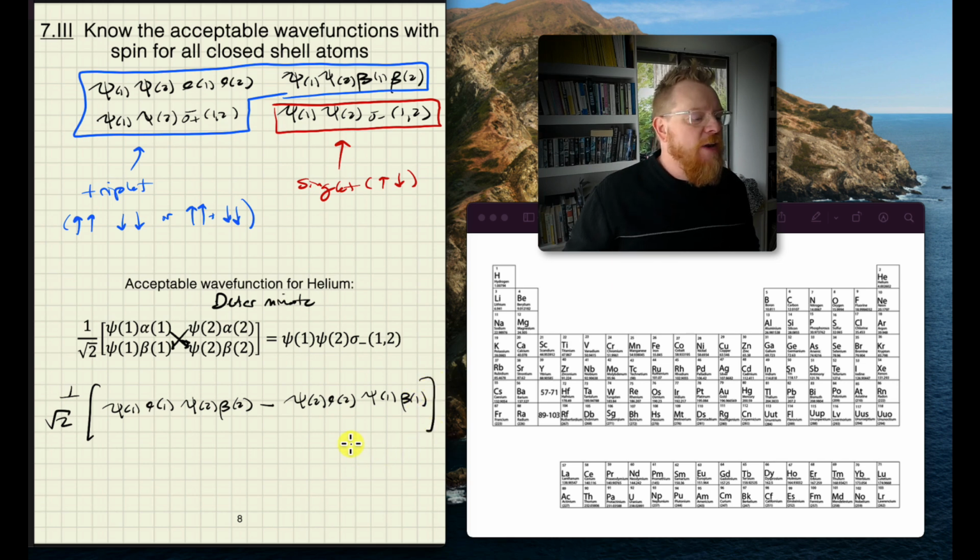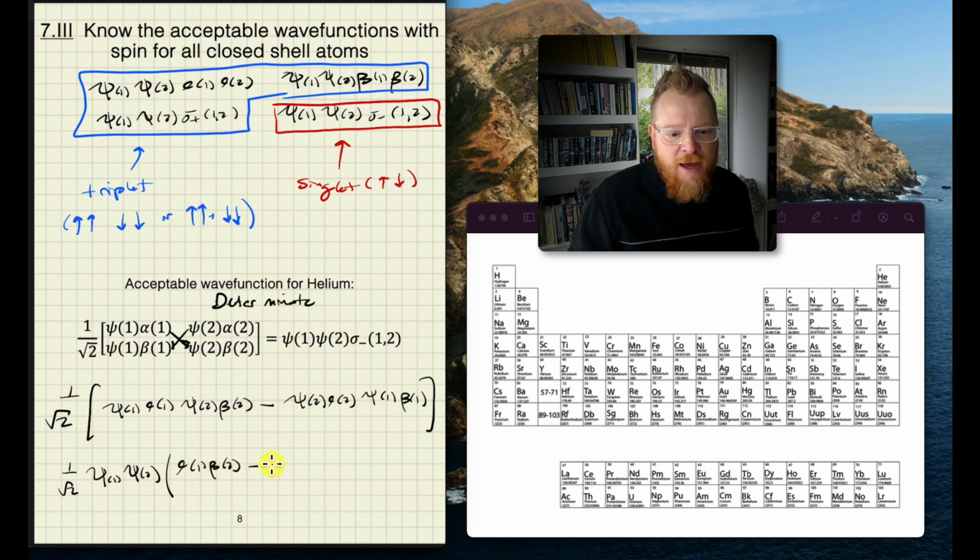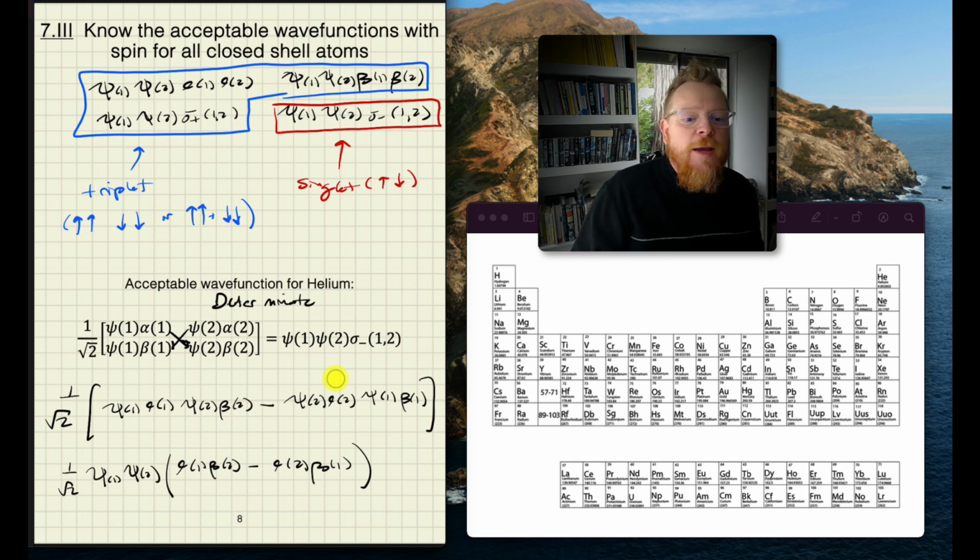Okay, and so now if we do some algebra on that, I can factor out a Psi 1 and a Psi 2. So I'll end up with 1 over root 2 times Psi 1 times Psi 2. And now distributing that back through, I have alpha 1 times beta 2 minus alpha 2 times beta 1. Well, all of that equals the sigma minus state. Thus, we can see our acceptable helium atom wave function is the following.